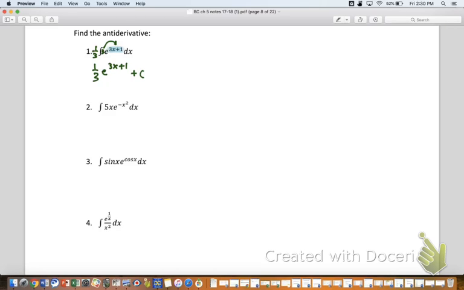With number 2, did you guys pull the 5 out? I think you got to do that to be able to see the pattern. So now, you look at this and you say, what's the derivative of the inside? Isn't the derivative of the inside negative 2x? And you look at that other factor and you say, is the other factor negative 2x? Of course not. You got to fix it, and we adjust for our fix. Did you all get negative 5/2 e to the negative x squared plus c? Okay.